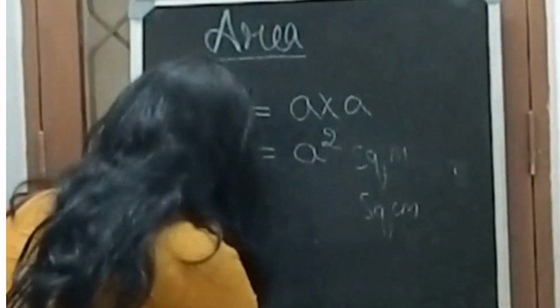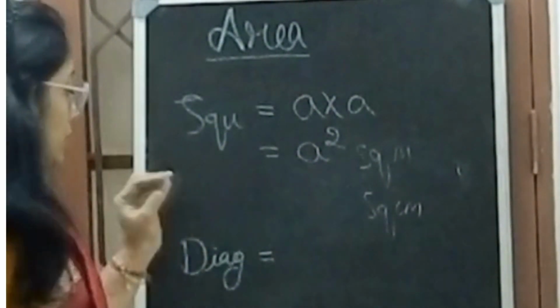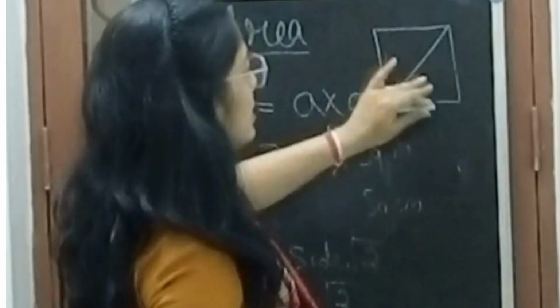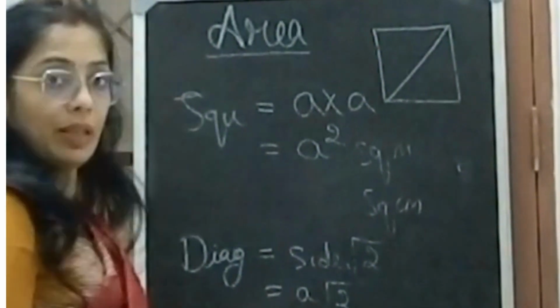Okay. There's also one more formula that you have to remember: the diagonal. How to find out the measurement of a diagonal of a square. To find the measurement of a diagonal of a square, you have to remember this formula: side square root 2. You can also write it as A square root 2. This is the formula to find out the diagonal of a square. So what is the diagonal of a square? I'm sure everyone knows it. Then I'm writing it. This is called a diagonal, which divides a square into two equal triangles. To find out this diagonal, we require this formula.